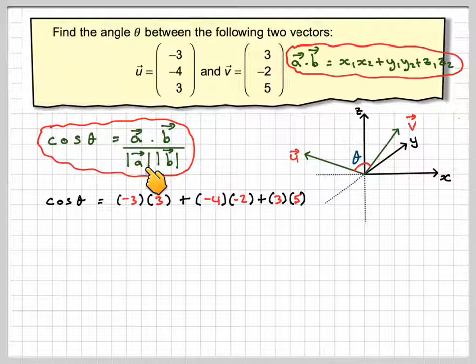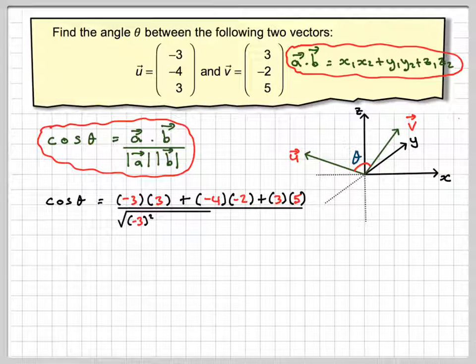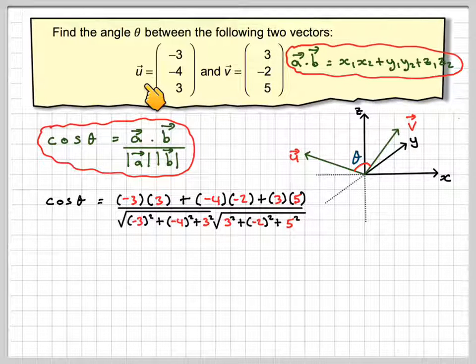Divided by the magnitude of a. So to find the magnitude of a, you need to do the square root of minus 3 squared. Be careful how you substitute minus 3 and make sure it's in brackets. Plus minus 4 squared plus 3 squared, times the square root of this one, which is going to be 3 squared plus minus 2 squared plus 5 squared. We should note that a refers to u in here and b refers to v.